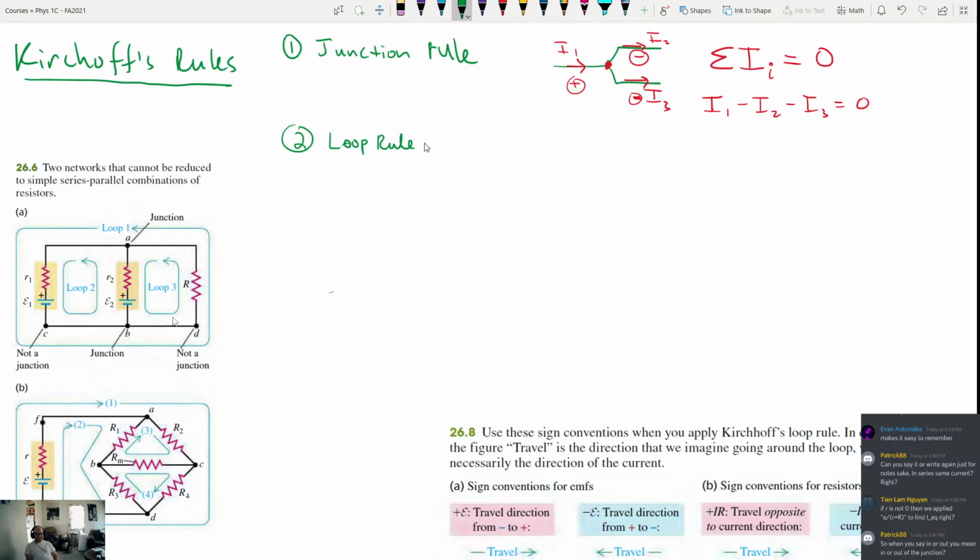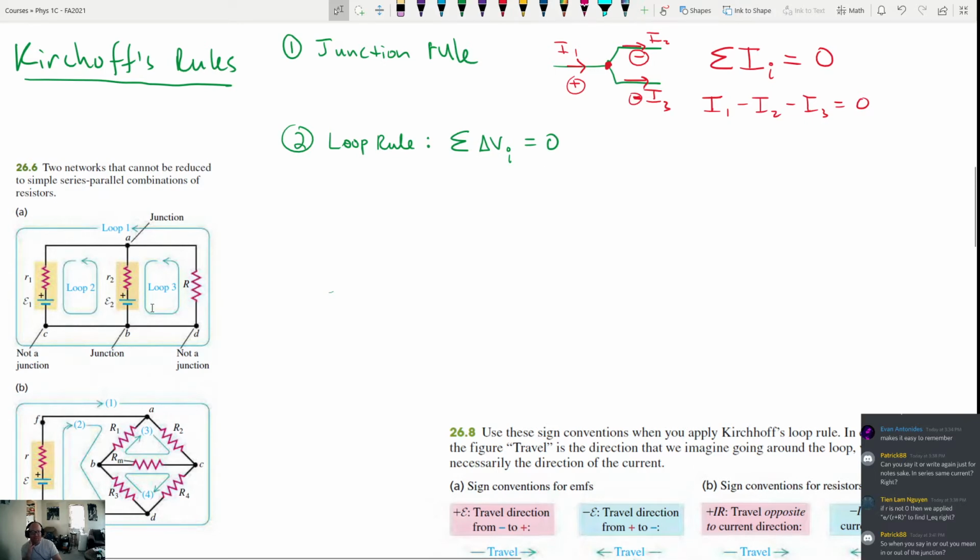Okay, the loop rule says that the sum of voltage drops around a loop has to be equal to 0. If we sum up all the voltage drops around a closed loop, they should be equal to 0. Now, this is much more easily shown by looking at a picture. So here we have a pretty simple network where I have two batteries with their internal resistances that are called R1 and R2.